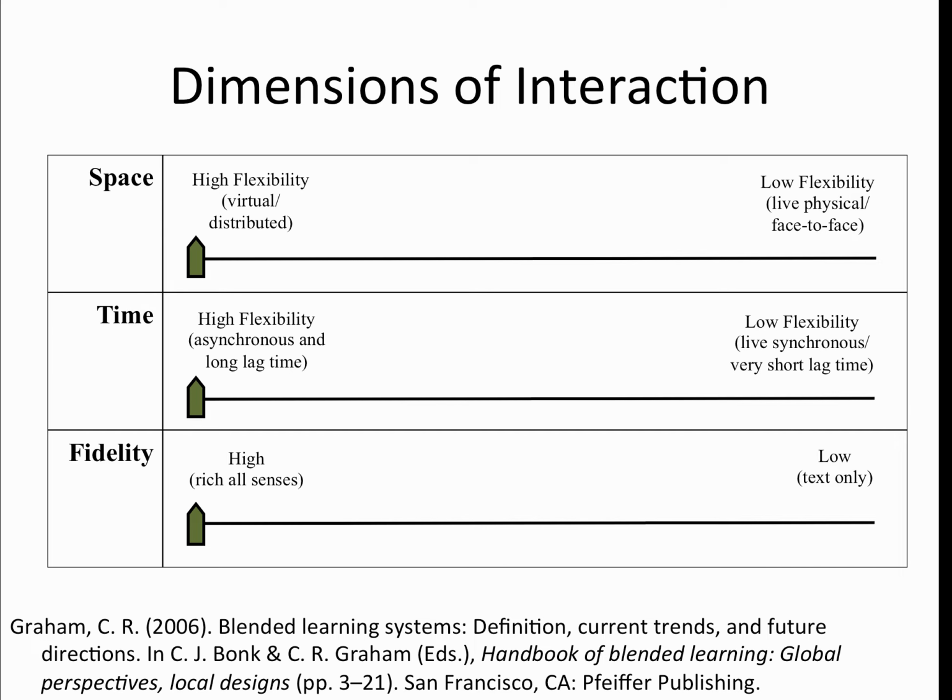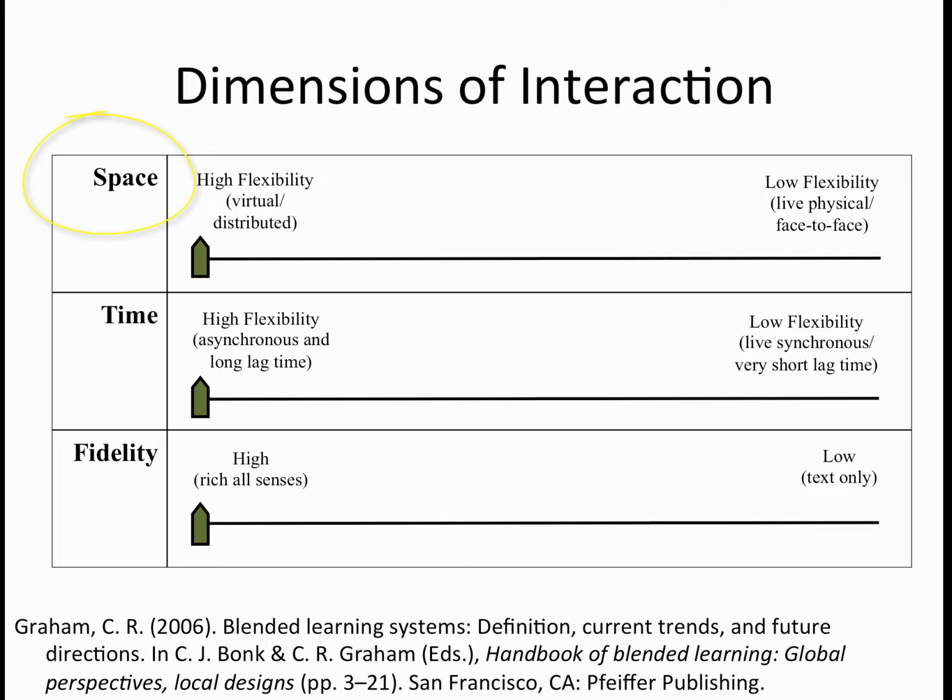Graham identifies actually 4 dimensions of interaction. We're going to talk about 3 of those. So the first dimension is space. So you either have to share the same physical space where you have low flexibility in space, or you don't share the same physical space, which provides a high level of flexibility.